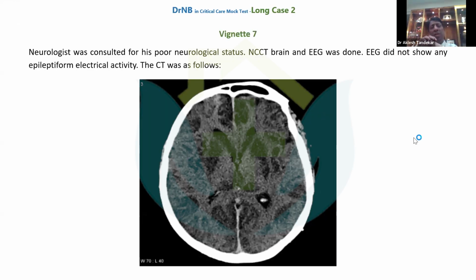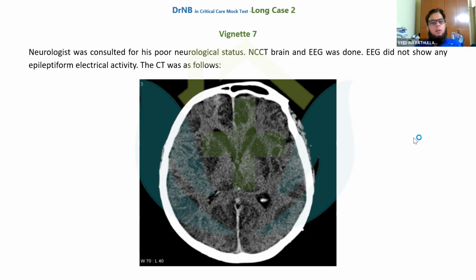So the neurologist was consulted, and considering his poor neurological status, the CT brain and EEG were done. EEG did not show any epileptiform electrical activity, and the CT showed these findings. What findings do you interpret here with this CT image?